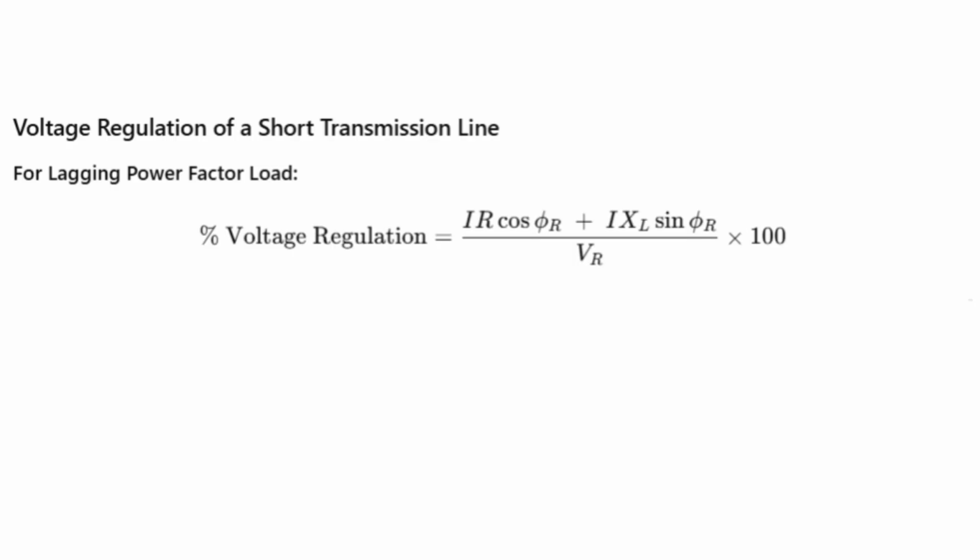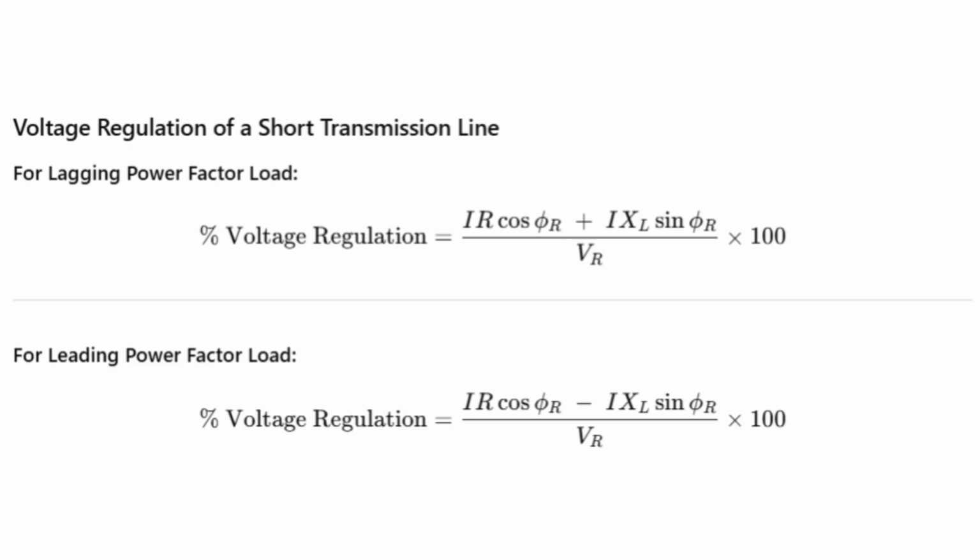Voltage regulation tells us how much the receiving end voltage changes when the load is applied. For a short transmission line supplying a lagging power factor load, the percentage voltage regulation is expressed like this. Percentage voltage regulation equals I multiplied by R multiplied by cos of the receiving end power factor angle plus I multiplied by XL multiplied by sine of the receiving end power factor angle, and this entire quantity is divided by the receiving end voltage, then multiplied by 100.